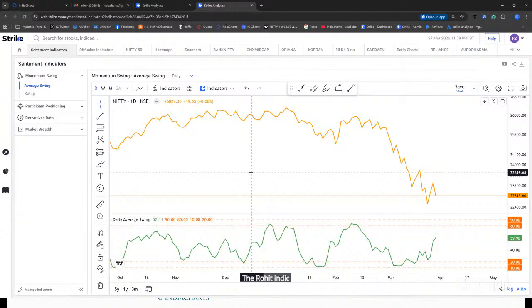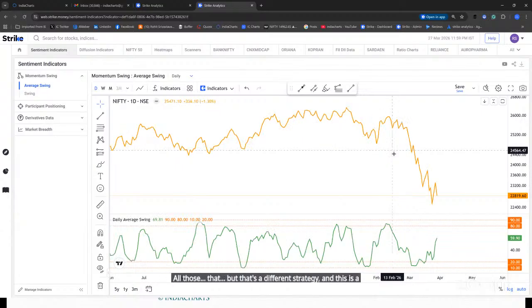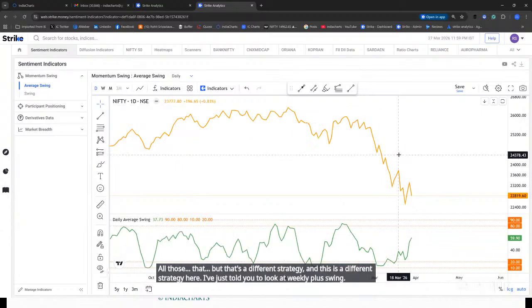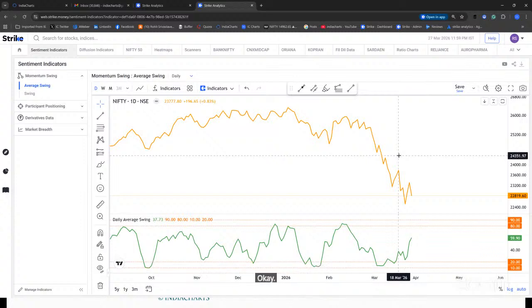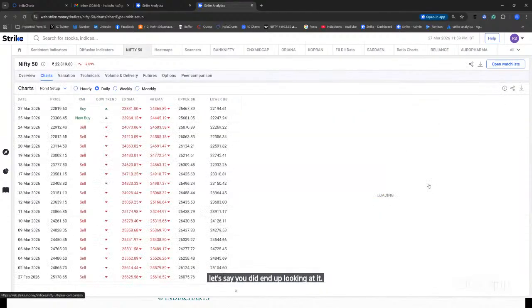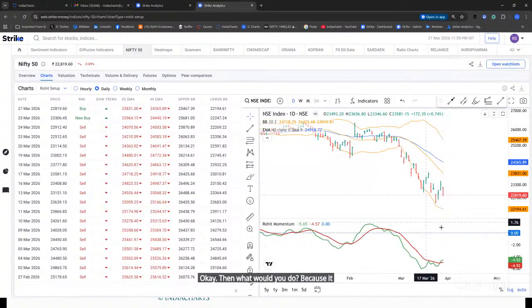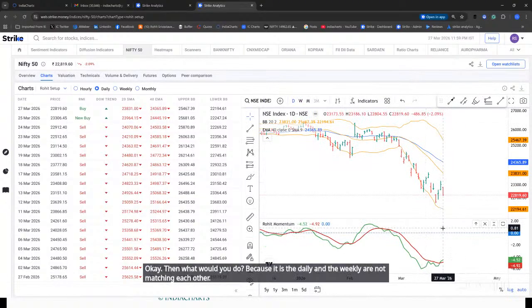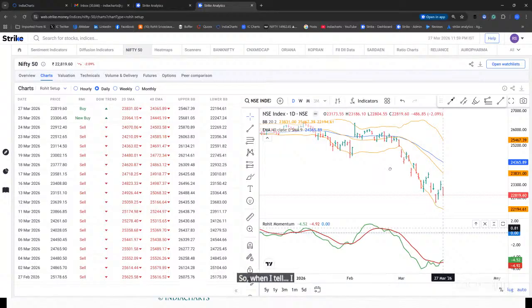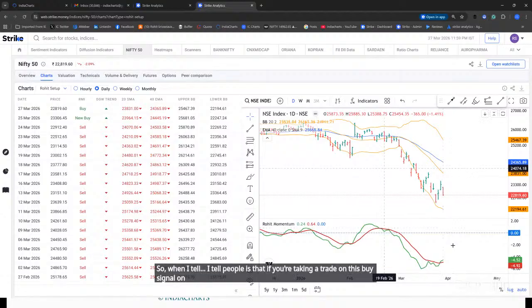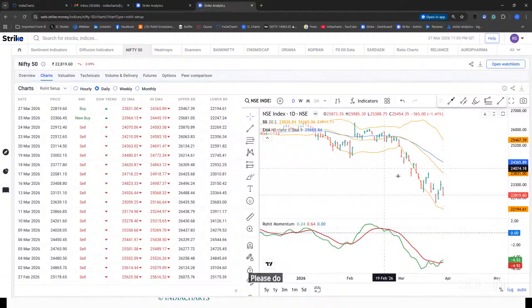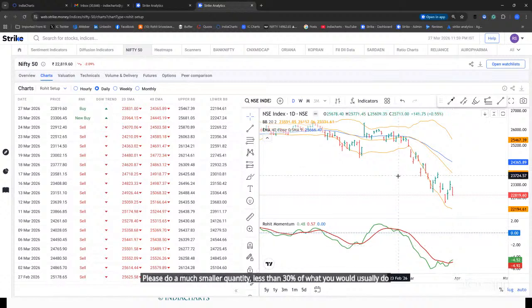The Rohit indicator is on daily chart. But that's a different strategy, and this is a different strategy. Here, I've just told you to look at weekly plus swing. I didn't tell you to look at daily RMI that you are looking. Okay, we need to look the weekly. Now, let's say you did end up looking at it. Then what would you do? Because the daily and the weekly are not matching each other. So when I tell people is that if you're taking a trade on this buy signal on the daily, which doesn't match with the weekly, please do a much smaller quantity, less than 30% of what you would usually do.